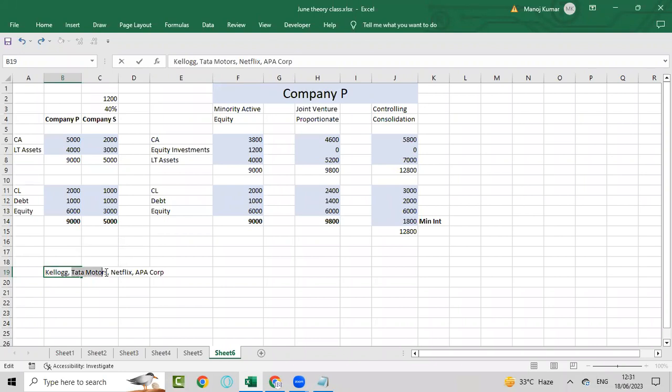In case of Tata Motors, except revenue, everything is almost very easy. In case of Netflix, there are so many things. Revenue is also a little complicated, and the model also has additional content. In case of APA, revenue is complicated, and the rest of the things are easy to understand. If you ask which one is most complicated, I would say Tata Motors if you consider the revenue part.